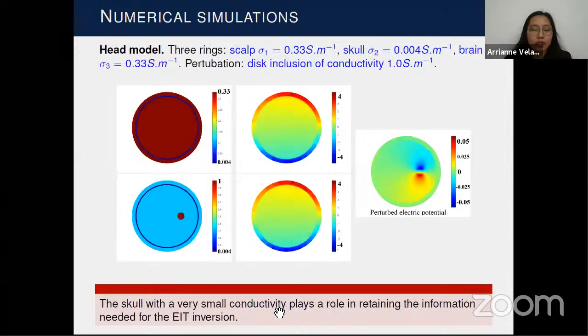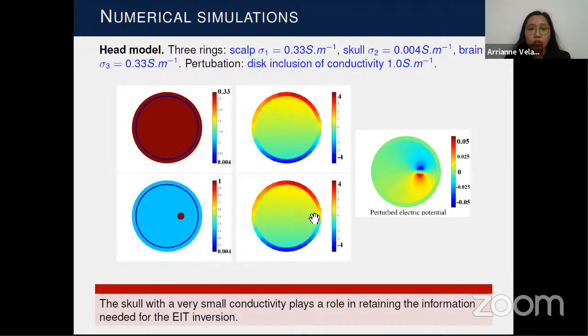This actually motivates us to do the sensitivity analysis later on. For the second domain, we have a head model represented by three concentric rings. So the outermost ring is the scalp, which has conductivity 0.33 Siemens per meter. The blue ring here is the skull, which has very low conductivity, 0.004. And the innermost ring is the brain with conductivity equal to the scalp, 0.33. We again consider a perturbation. Now it's a disk inclusion of conductivity 1 Siemens per meter.